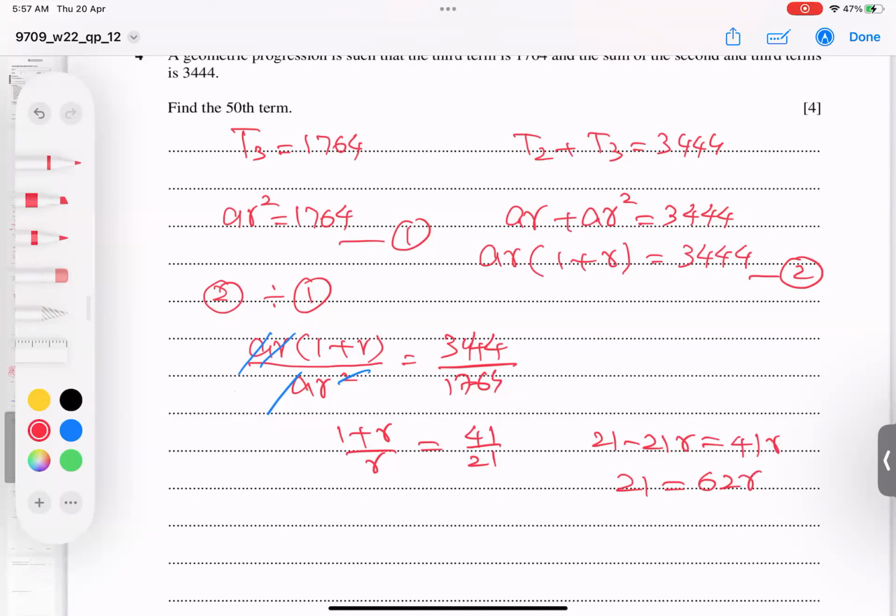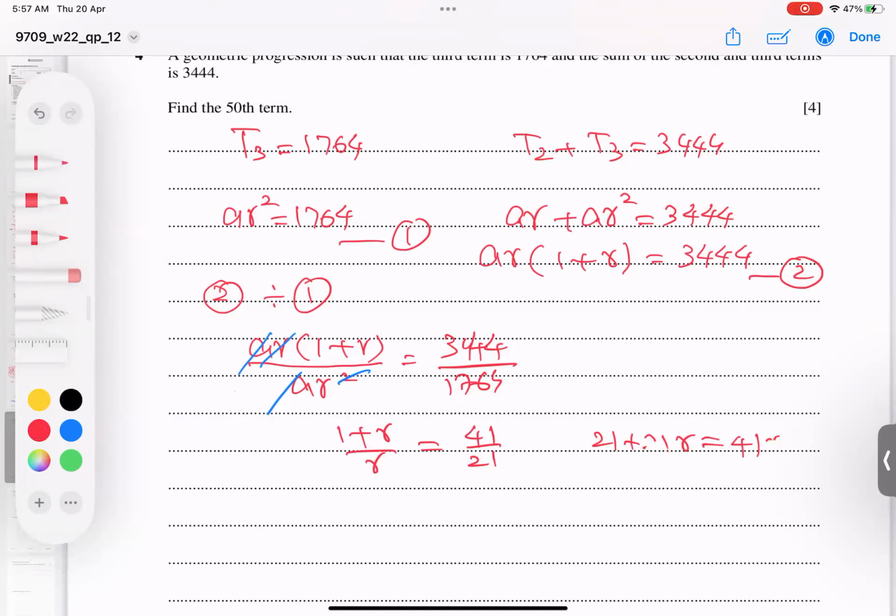I get here the common ratio. I check again, maybe some error. I check it again on my calculator, 3,444 divided by 1764. I got 41 over 22, correct? And from 41, add 21. Sorry, this is a plus sign. This is a mistake I have done. That is why I was getting some issues here, plus. Now it is okay. This mistake is confirmed, corrected now.